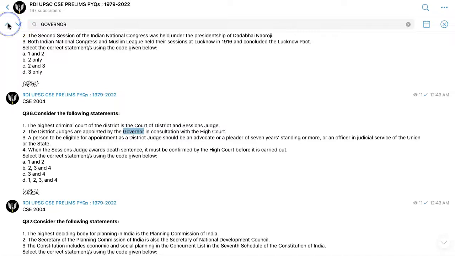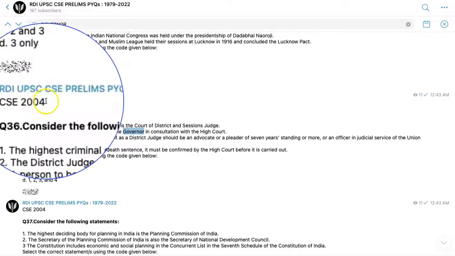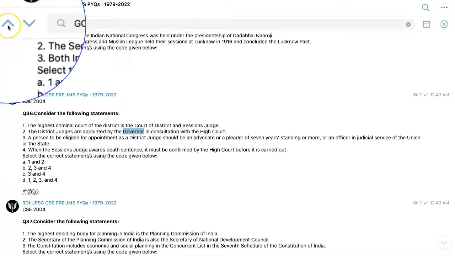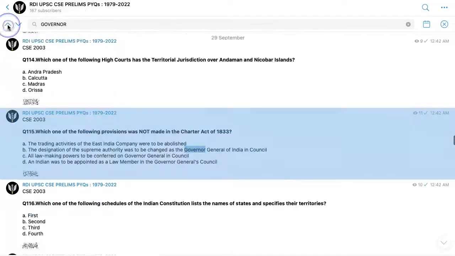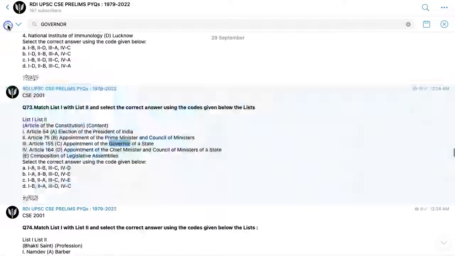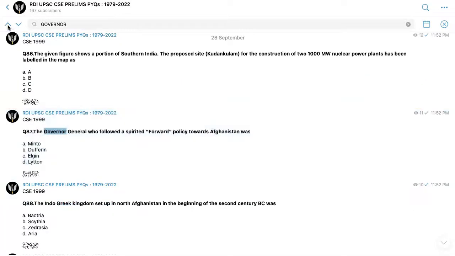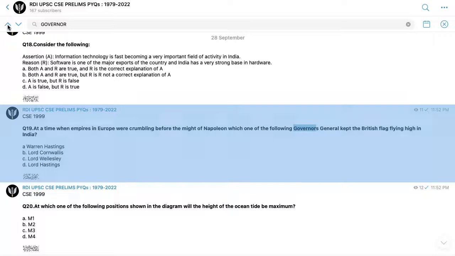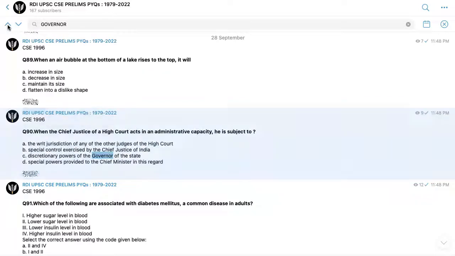So this way, guys, you can see multiple questions. We have already reached 2004, and if you just keep on pressing this blue arrow, multiple questions. This one is from 2003, a history question, right? So you can go all the way up till 1979, and the common theme is that these questions are mostly from your Lakshmikant. They are static questions.